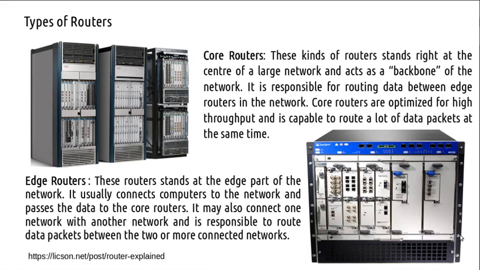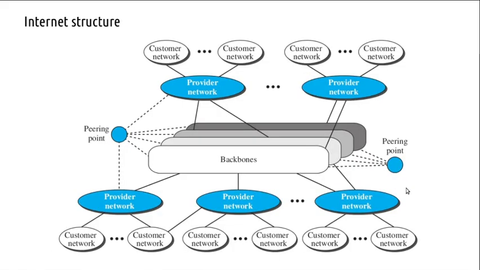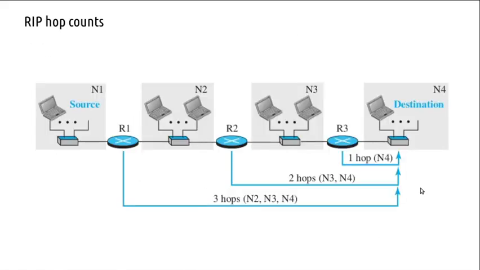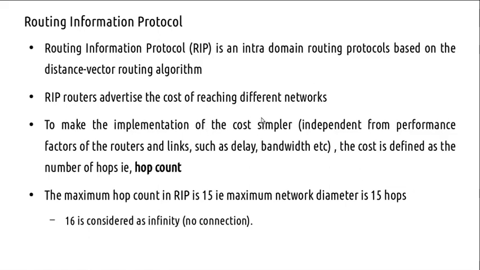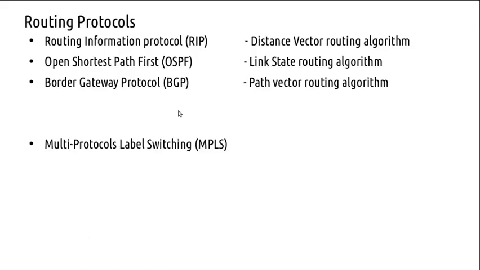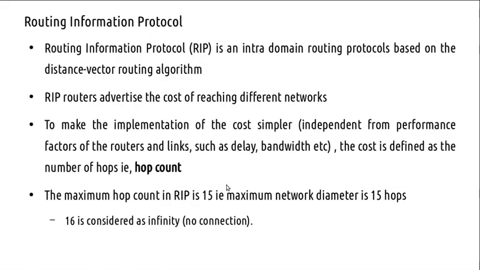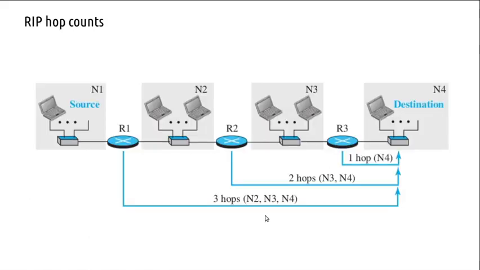Go to slide number 40, right? So we saw that it is based on distance vector. RIP, Routing Information Protocol, is based on distance vector routing. Maximum hop count is limited to 15, then 16 is considered as infinity. This hop is not counted, that is the source node to the source router is not counted as a hop.